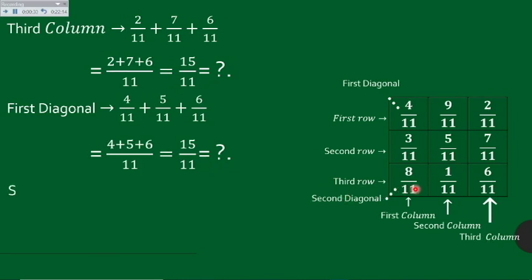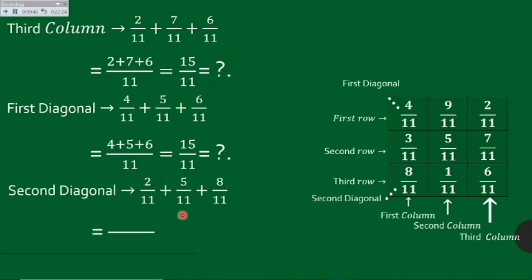Now the second diagonal, 2 upon 11, 5 upon 11, 8 upon 11. When we add this, 2 plus 5, 7 plus 8, 15 upon 11. So here the answer is also the same. So now you answer me, is this a magic square? Yes or no? Write your answer in the comment box. Now next question.